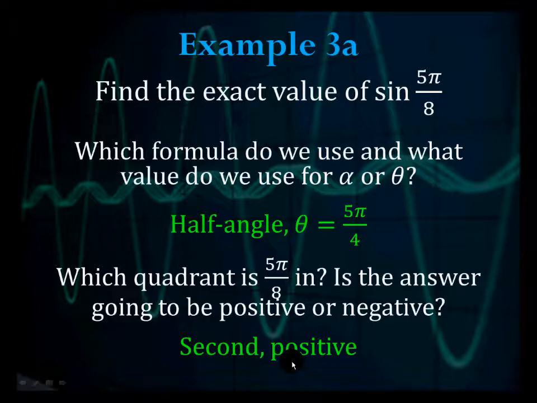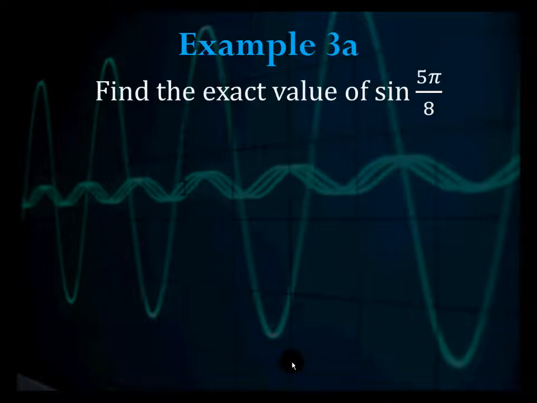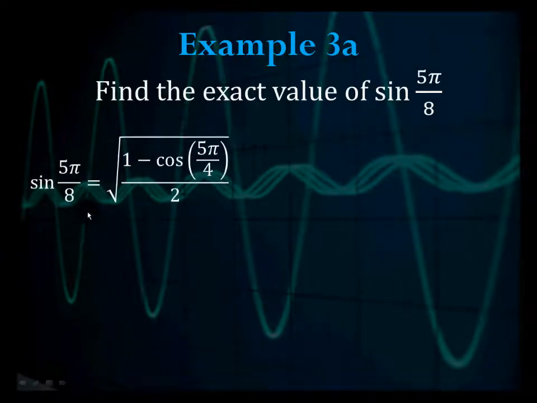And that will tell you which sign to use when you actually execute the formula. So, the sine of 5 pi over 8 is equal to the square root of (1 minus cosine 5 pi over 4) over 2. So this is the sine half angle formula.